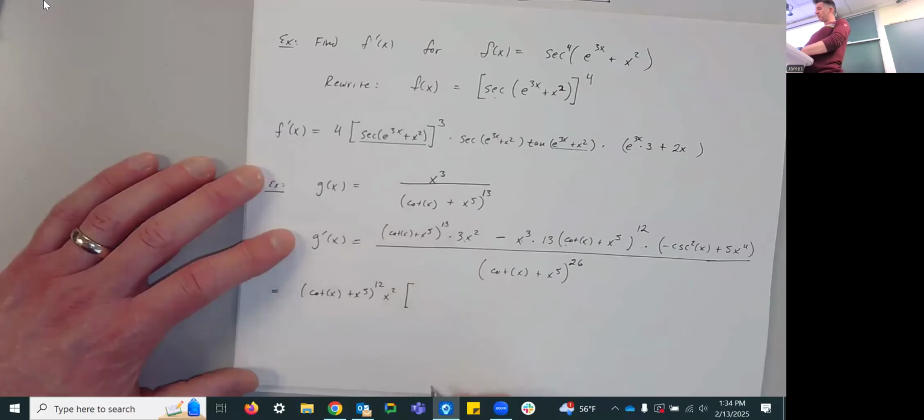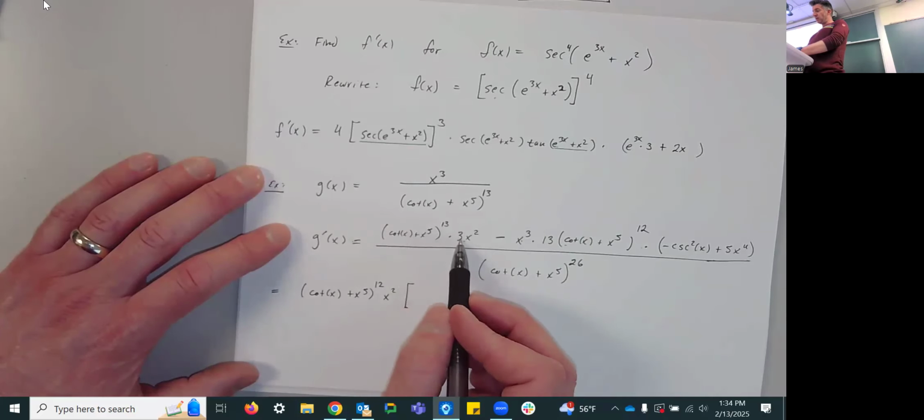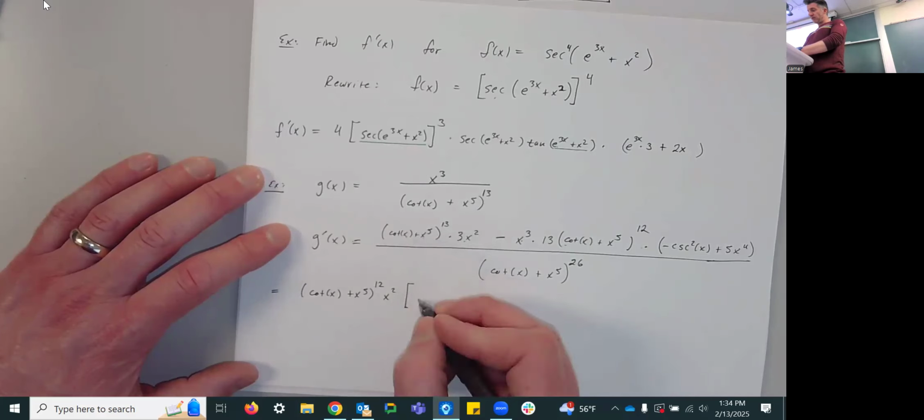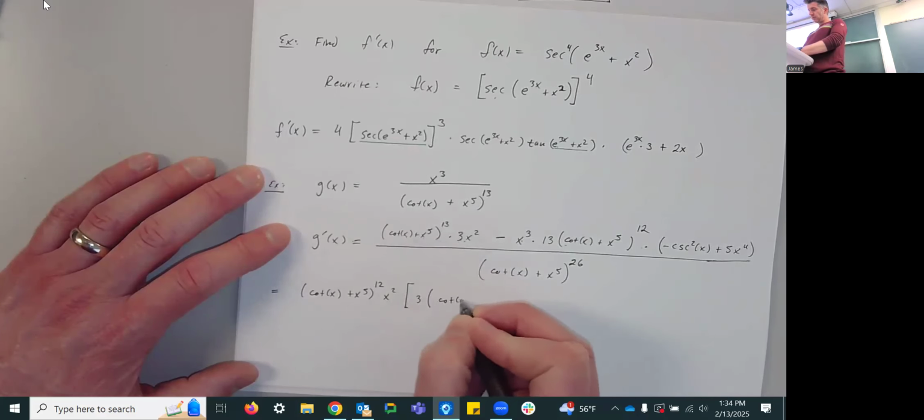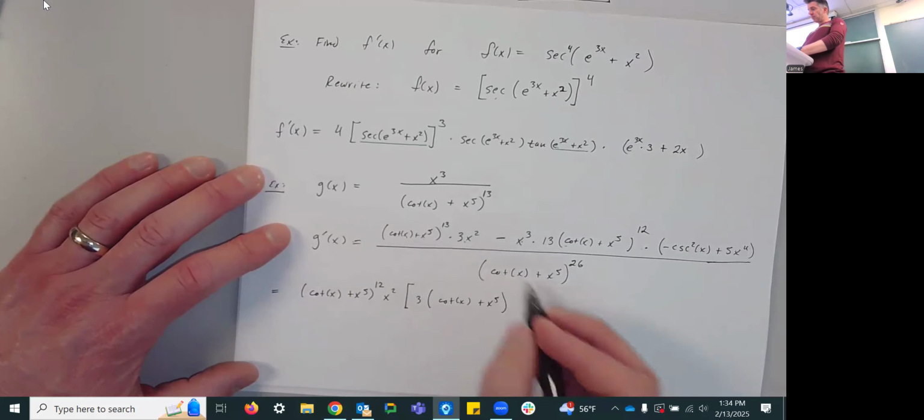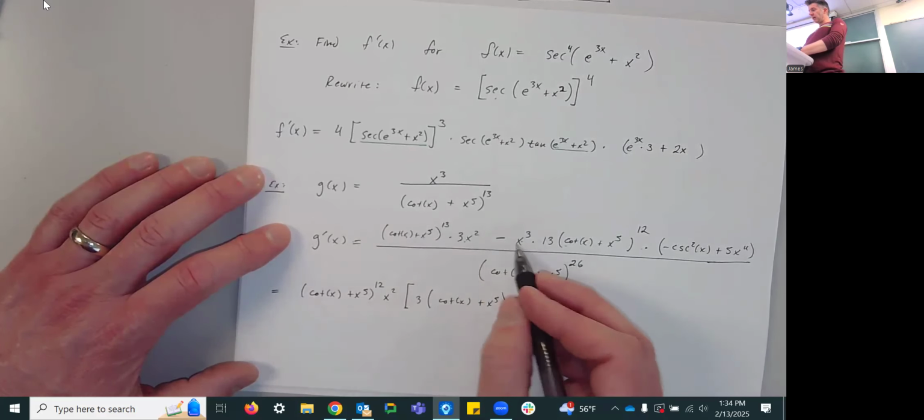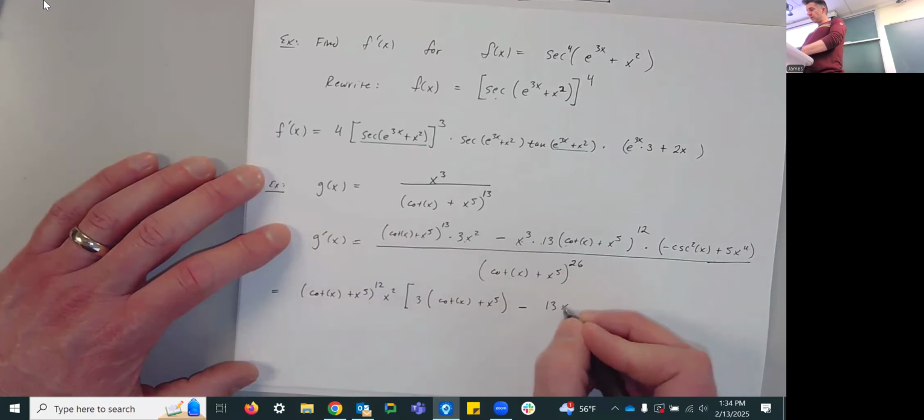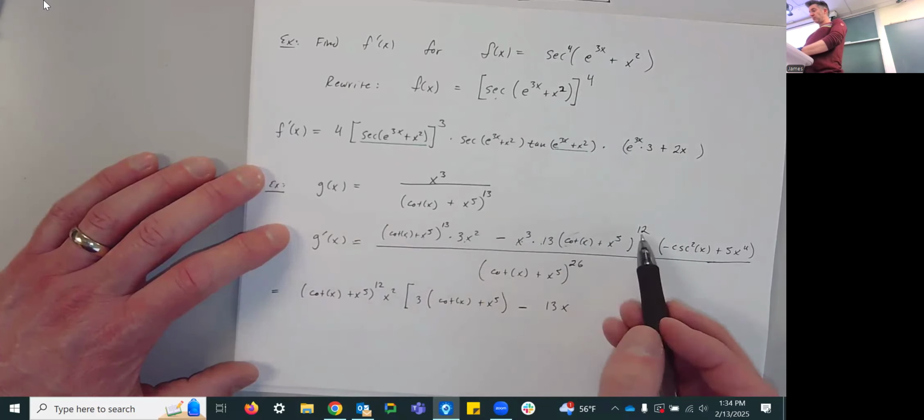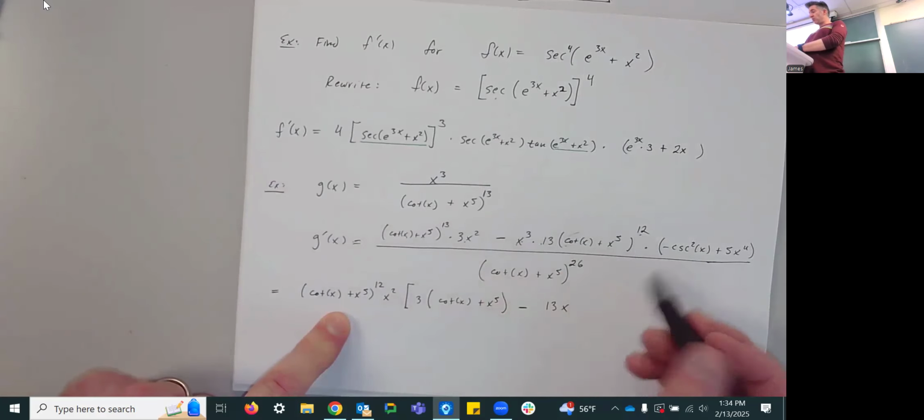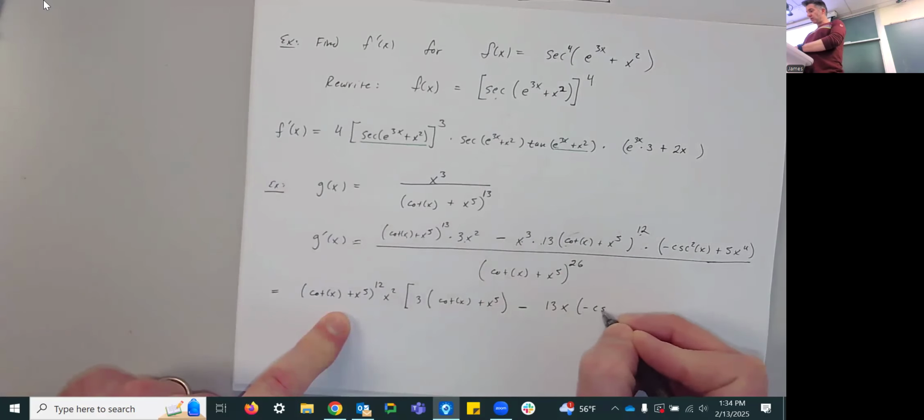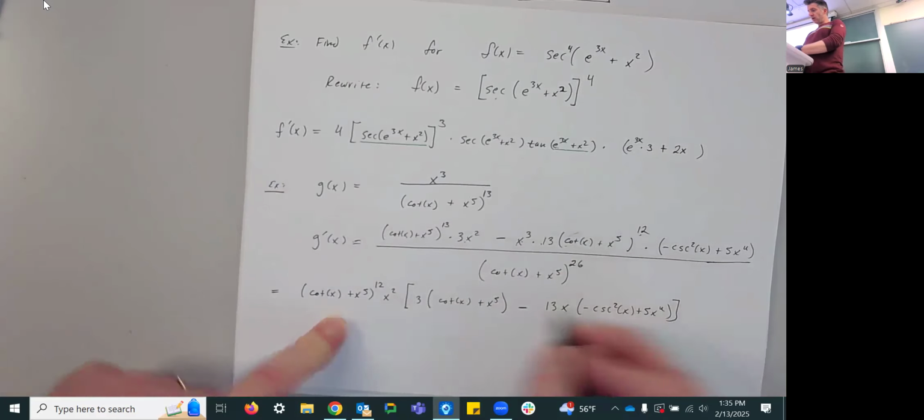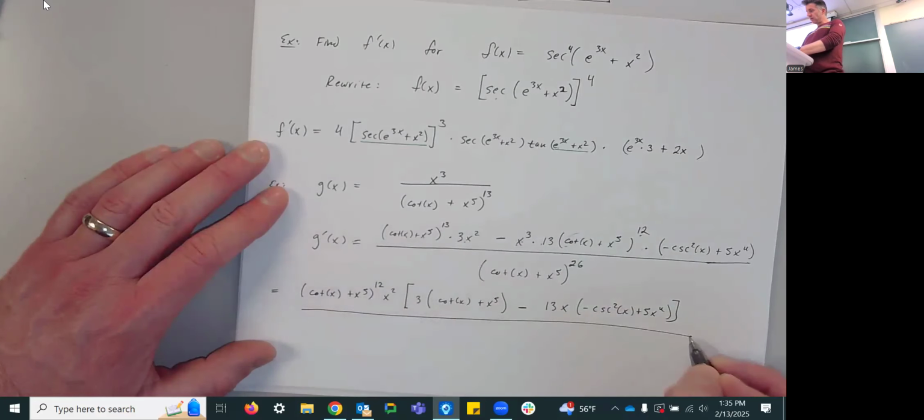Here's what we're left with. It's going to be kind of gnarly. We're going to have a 3 times a cotangent x plus x to the fifth. Minus an x times 13. None of the cotangent x plus x to the fifth because we pulled all those out over here already. But then we do have a negative cosecant squared of x plus 5x to the fourth. All divided by cotangent of x plus x to the fifth raised to the 26th power.